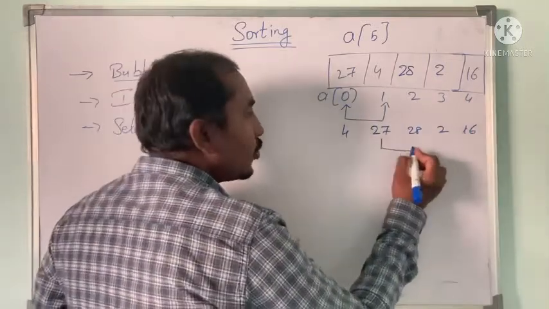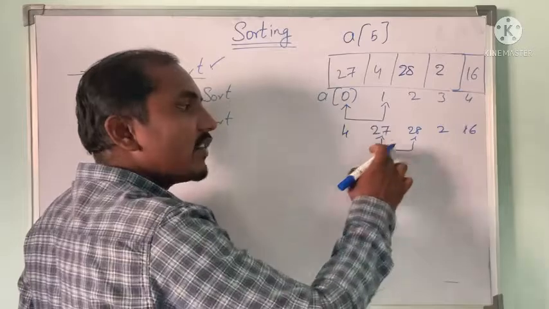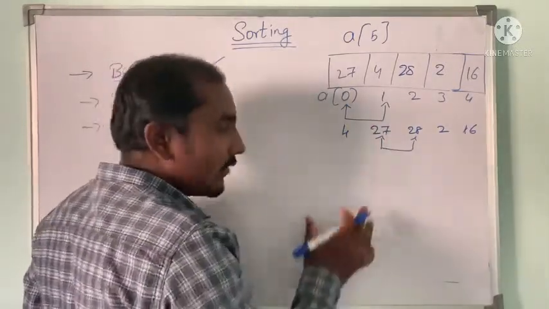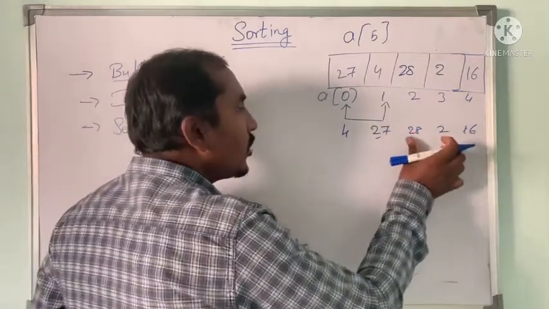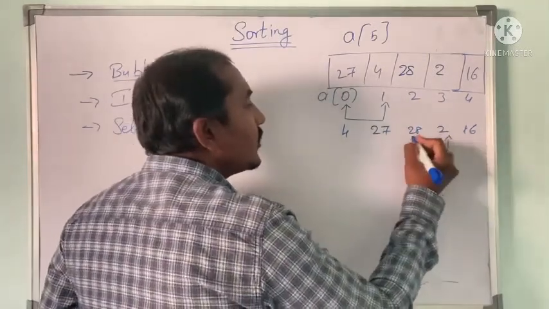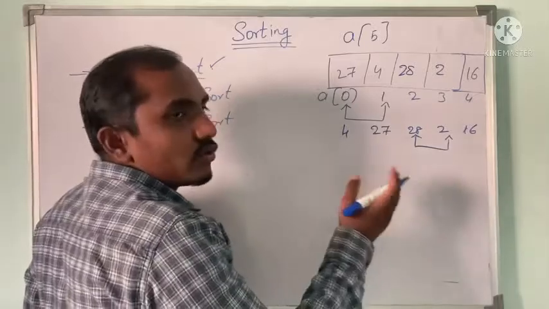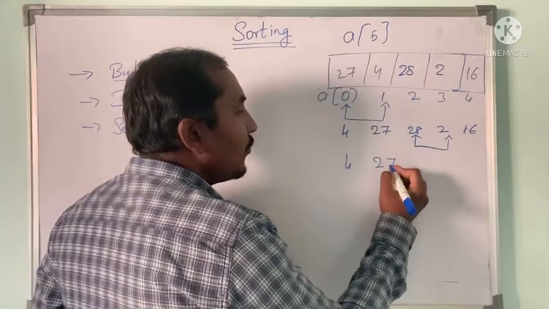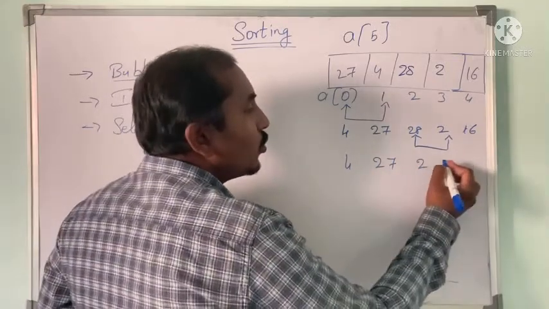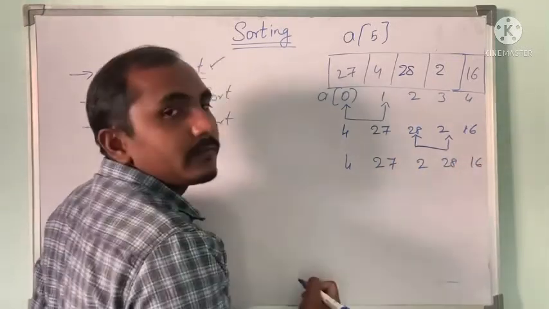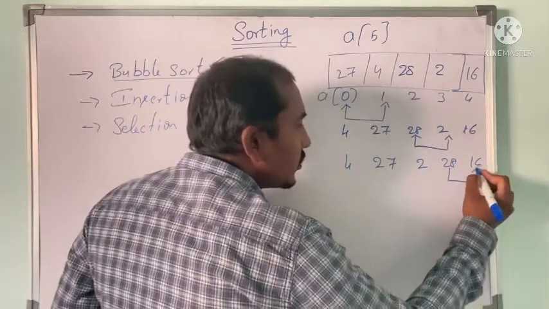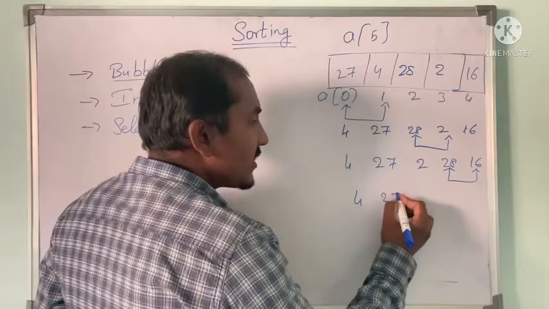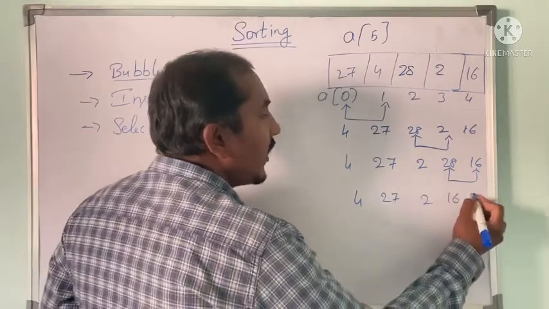Next, again these two elements will be compared. Is 27 greater than 28? It is not greater than 28, so we are not going to swap, and we have the same elements again. Now we compare 28 with the next element, 2. 28 is greater than 2, so we swap. I get 4, 27, 2, 28 and 16. At last I compare these two elements, and I get 4, 27, 2, 16 and 28.